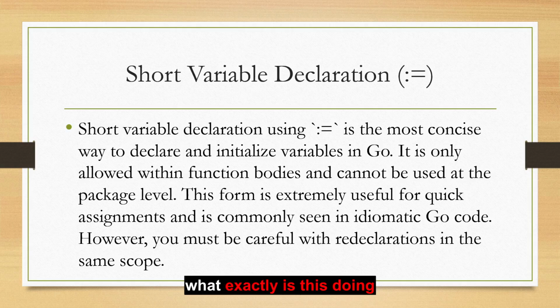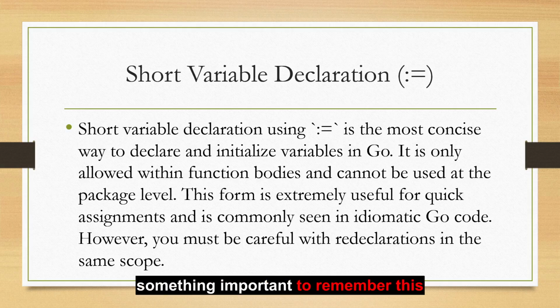But wait, what exactly is this doing? When you use the shorthand syntax, Go figures out the type for you automatically based on the value you give. So if you write name colon equals Rahul in double quotes, Go knows that that is a string. So no need to write the type yourself. Super helpful, right?